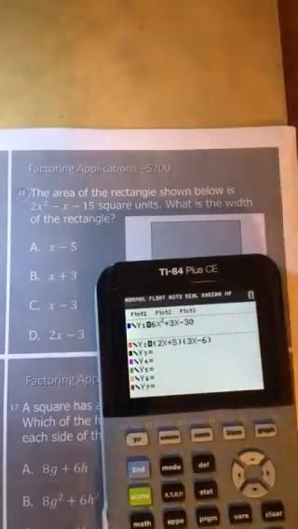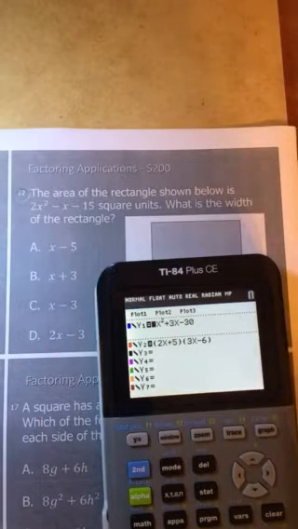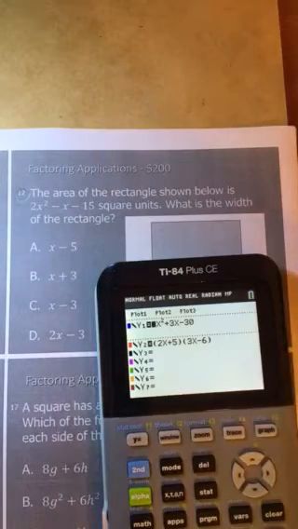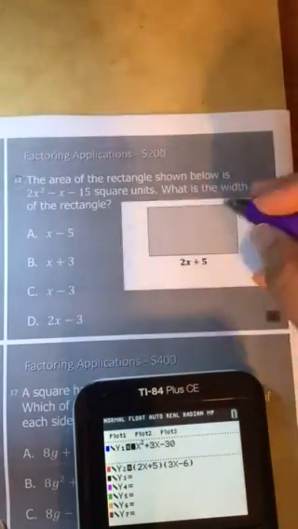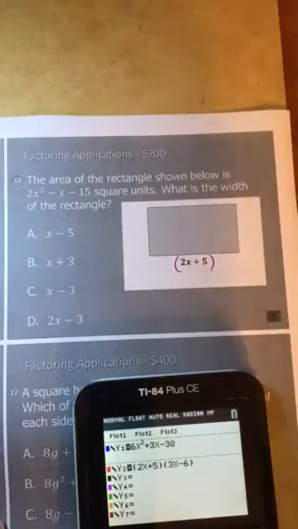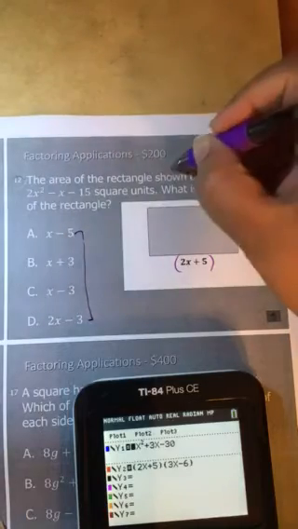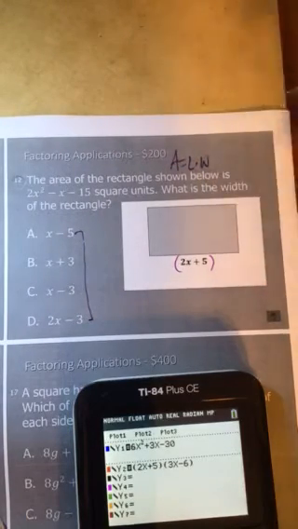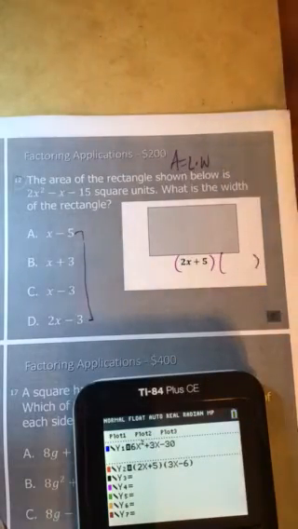Alright, so you have the area of a rectangle shown below. 2x squared minus x minus 15 square units. What is the width of the rectangle? Okay, so you know that this is one of the sides of the rectangle. Now one of these other ones has to be the side. And we just talked about area equaling length times width. So what they're saying is when we multiply one of these answer choices, it's going to give us the answer.